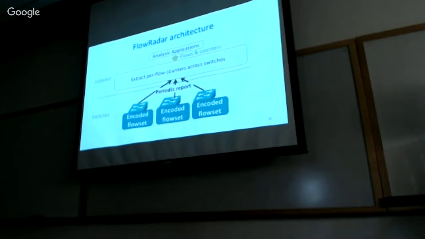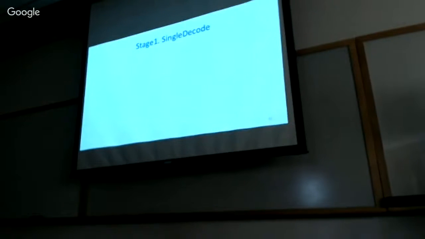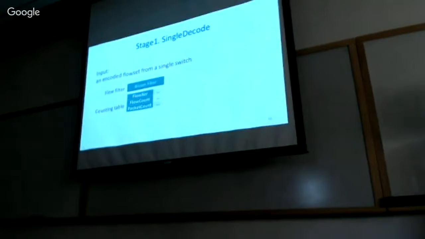After the collector receives the flow sets, it tries to decode all the per-flow counters. The decoding has 2 stages. First, single decode, then network-wide decode. The single decode is for each individual encoded flow set. Let's first see how it works. The input to the single decode is a single encoded flow set, and after the decoding, we can get all the per-flow counters.